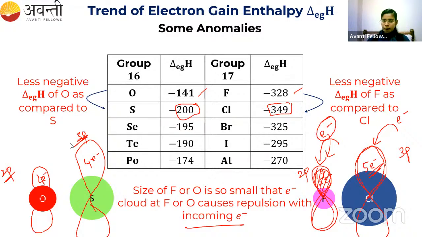Any doubt from this? If they are going to ask you the order of electron gain enthalpy for these 4 species, what you have to do? Chlorine will have the highest value, then fluorine, then sulfur, then oxygen. This is the correct order of electron gain enthalpy for these 4 elements. Clear? Is it clear to all of you? Any doubt from this for anyone?